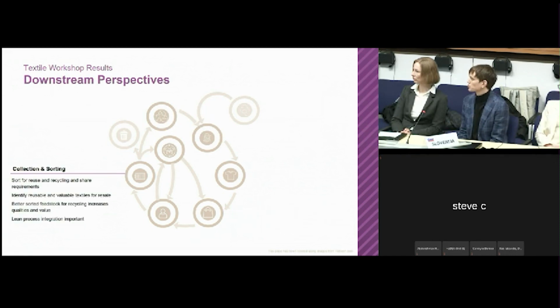For collection and sorting of textiles, they usually sort for reuse and recycling, so they have a high information need there to, for example, identify reusable and valuable textiles for second-hand, but on the other hand, also to sort better for recycling and have better material information there. And overall, it's important for them that they can integrate this in lean processes in their facilities.